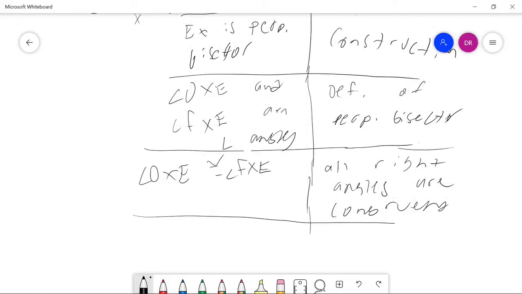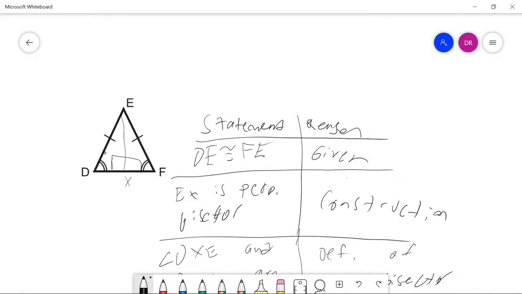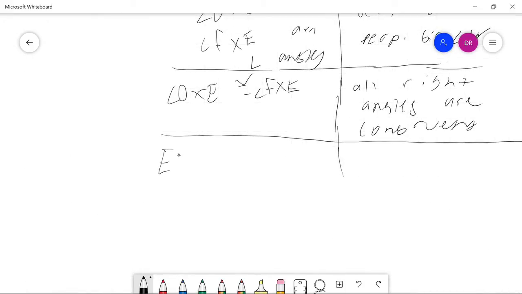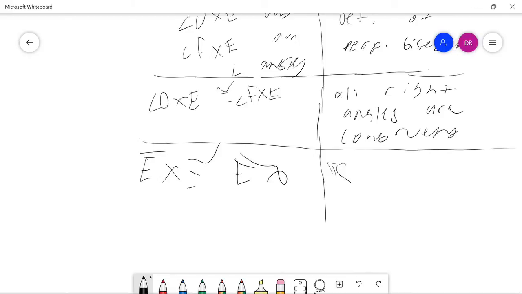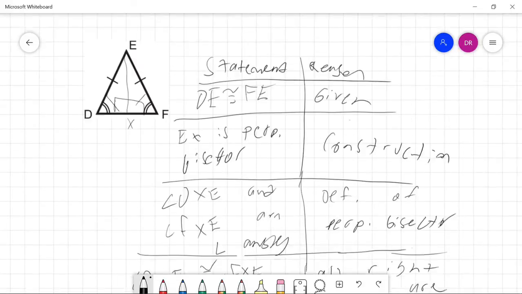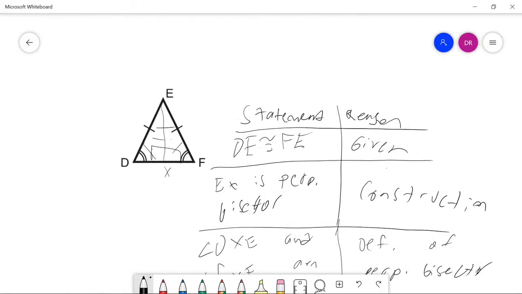Okay, so now we know that these two angles are congruent. So we're trying to prove that these two angles are congruent, so we do not know that they're congruent yet. Okay, now we can say that line EX is congruent to EX. Okay, because of the reflexive property, right? Because it's itself, so obviously it is equal to itself. And we state that by using the reflexive property.